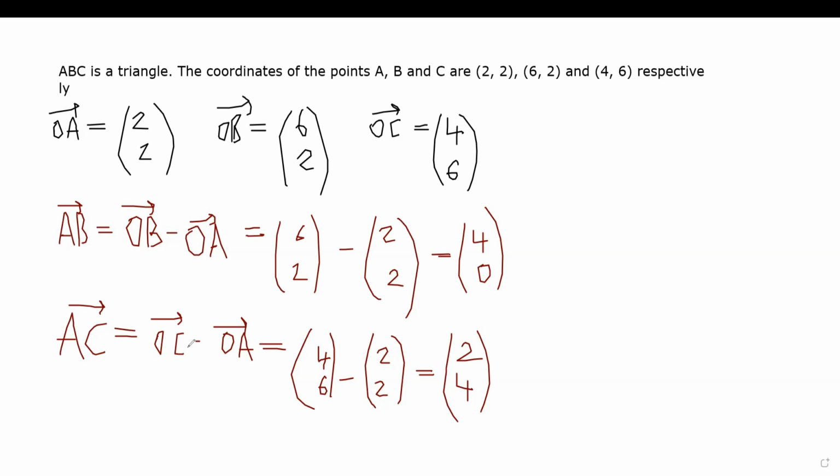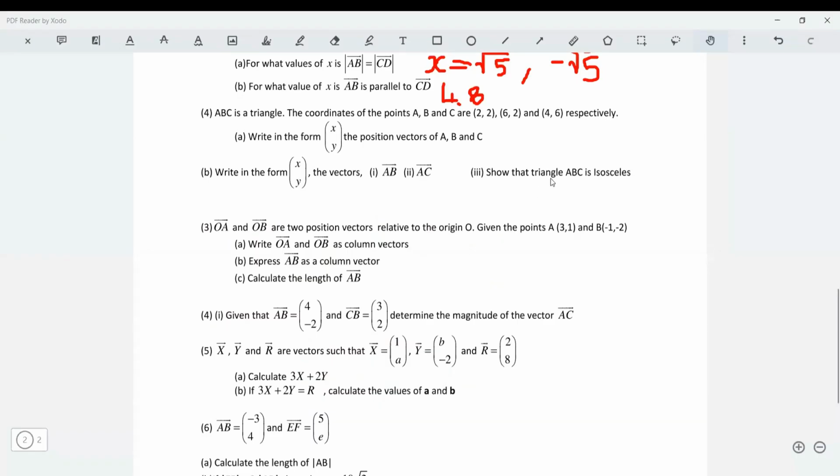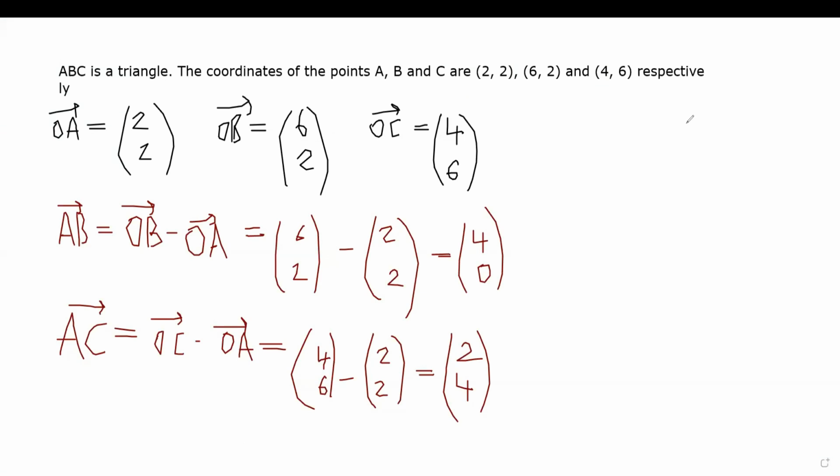Nice. All right. Now let's see what next they wanted. It says show that ABC is isosceles. So to show that a triangle is isosceles, remember two sides are equal. If you have an isosceles triangle, usually what you see is one line like this, and one line like this, and then this angle here, so if this is A, then those two sides are equal.